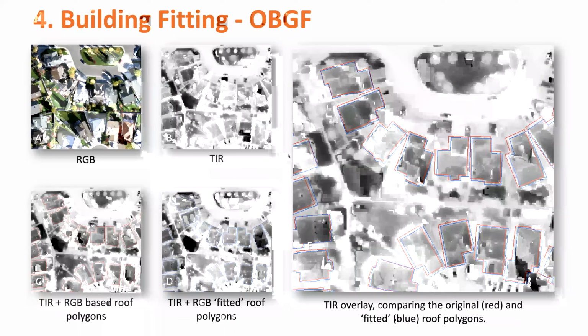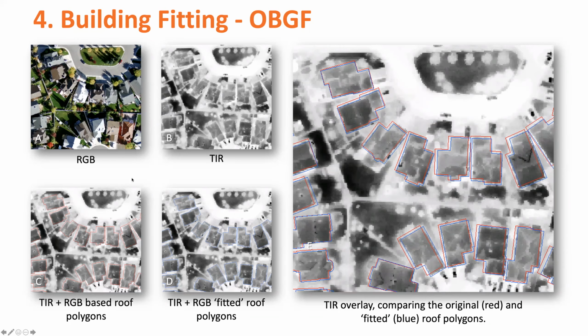On the left-hand side, you have the color image. On the right-hand side, you have the thermal infrared image for the same scene. On the bottom here in C, you have in red the polygons that are created off the RGB image. When we overlay them on the thermal image, they look pretty good until you get close to them. So our technology takes them and individually fits the polygons. You can see in this larger image that the red was the original polygons from the RGB color image, and the blue represent the fitted polygons.